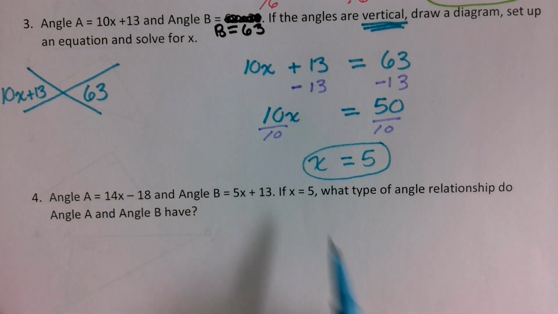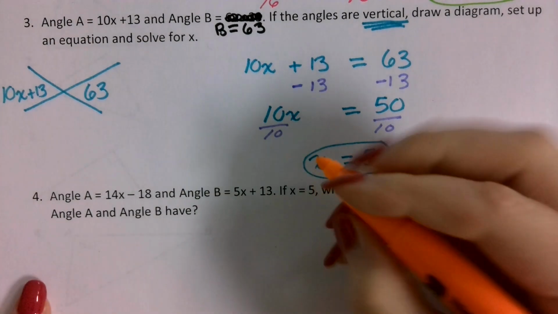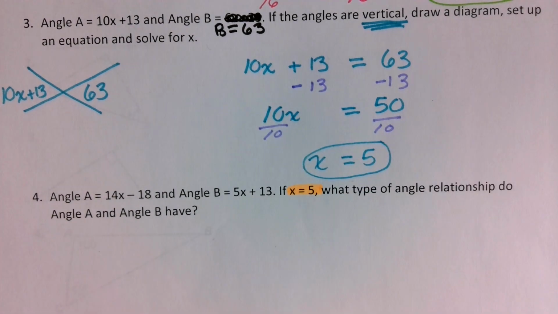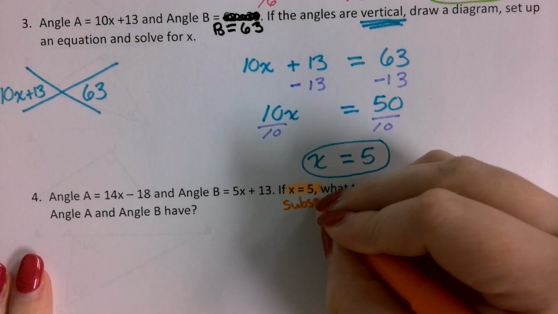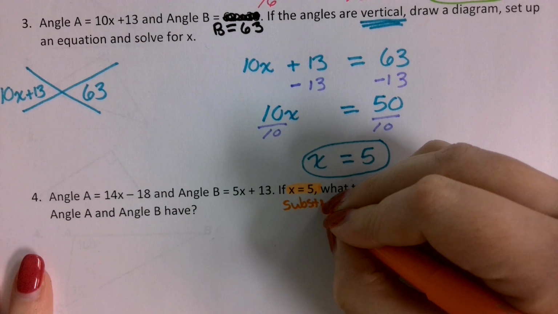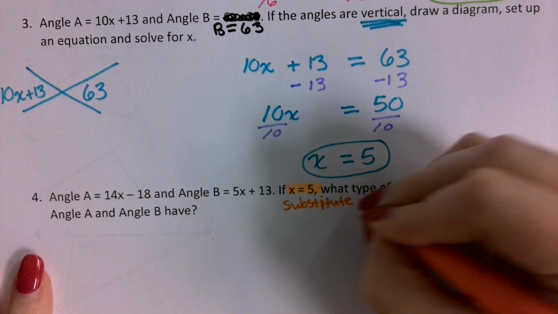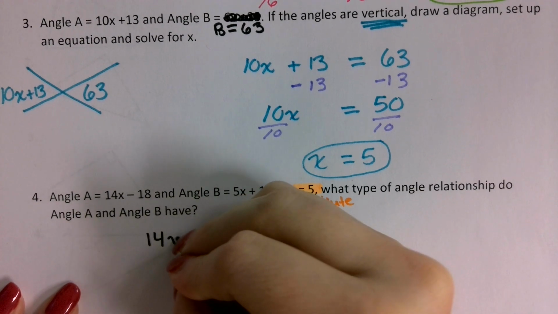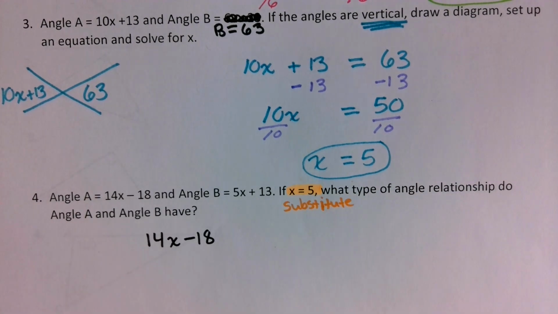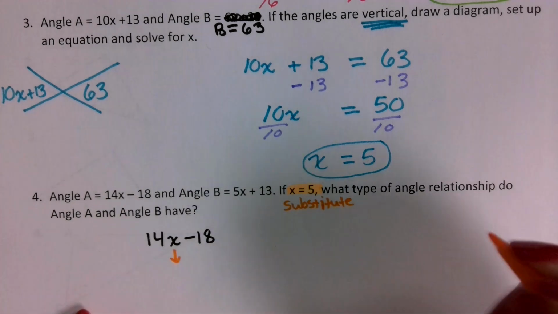In order to figure that out, what I need to do is I'm going to take, I'll do this in orange. I'm going to take this value of x equaling 5, and I'm going to substitute it in wherever I see an x. You're going to substitute. That means you're going to take the value 14x minus 18, and you're going to replace the x with a 5.